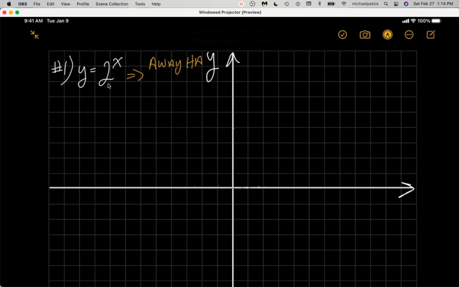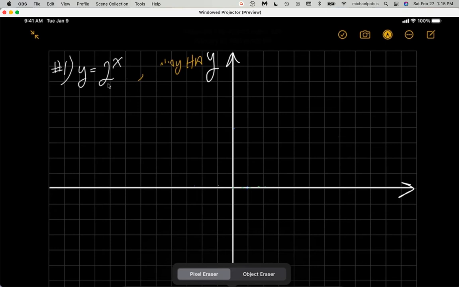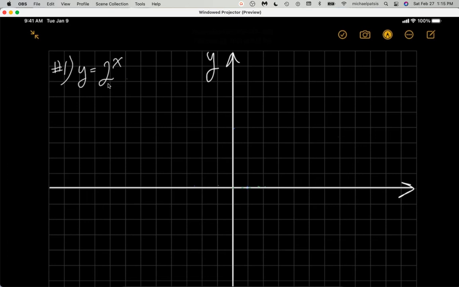Now, very important, where is the horizontal asymptote? To answer that question, I'm going to go ahead and write the more detailed version of this equation using hidden ones and zeros. So this equation could also be written like this.